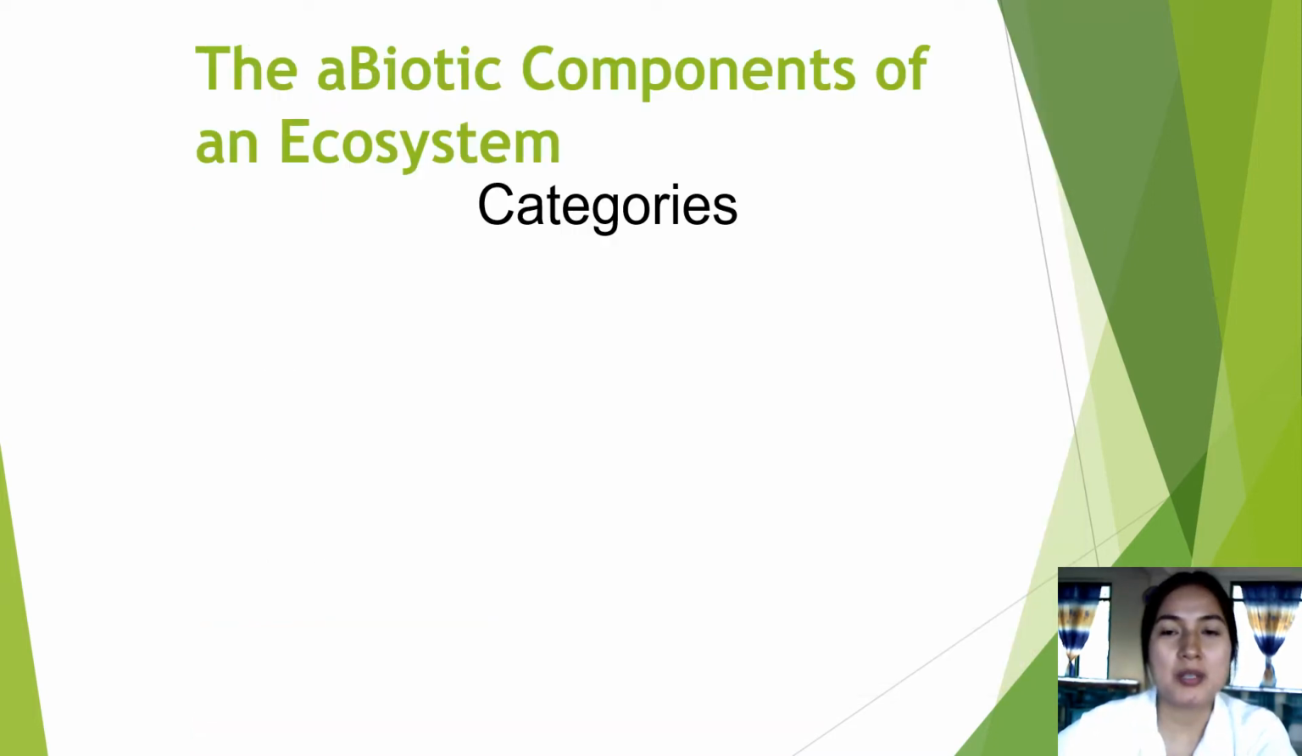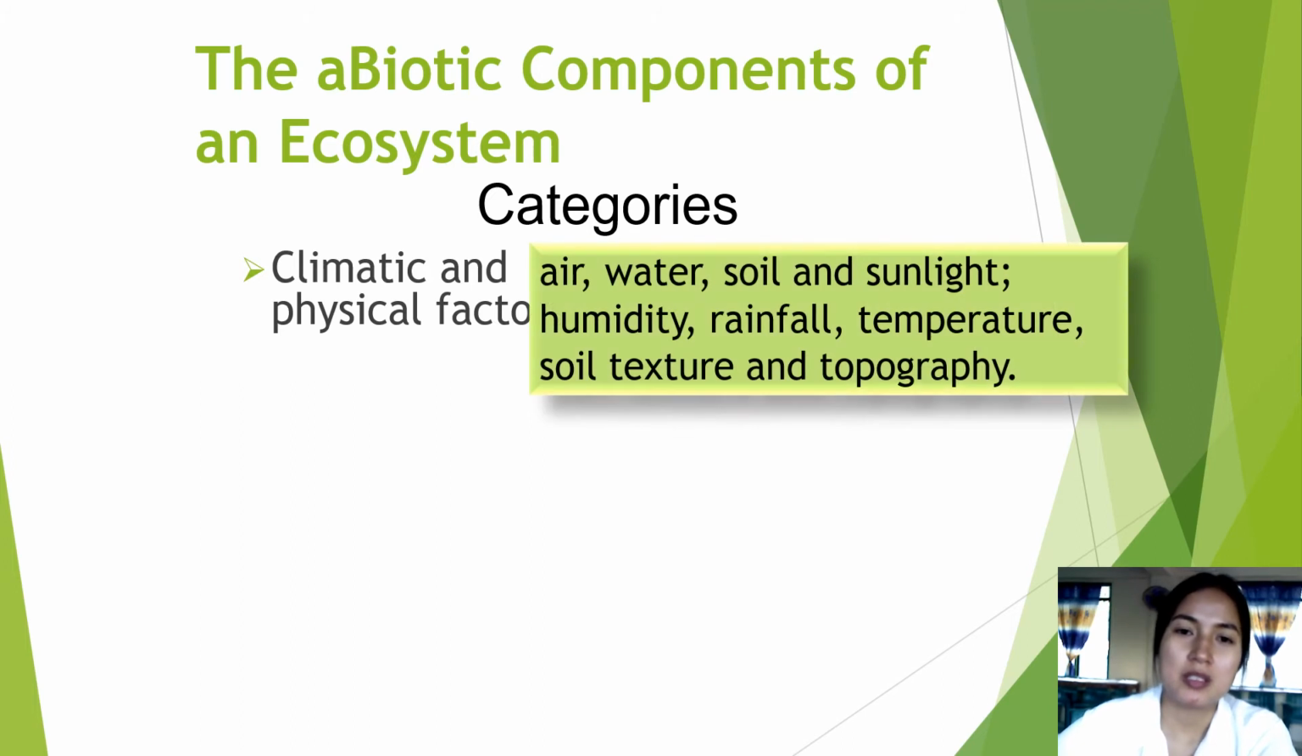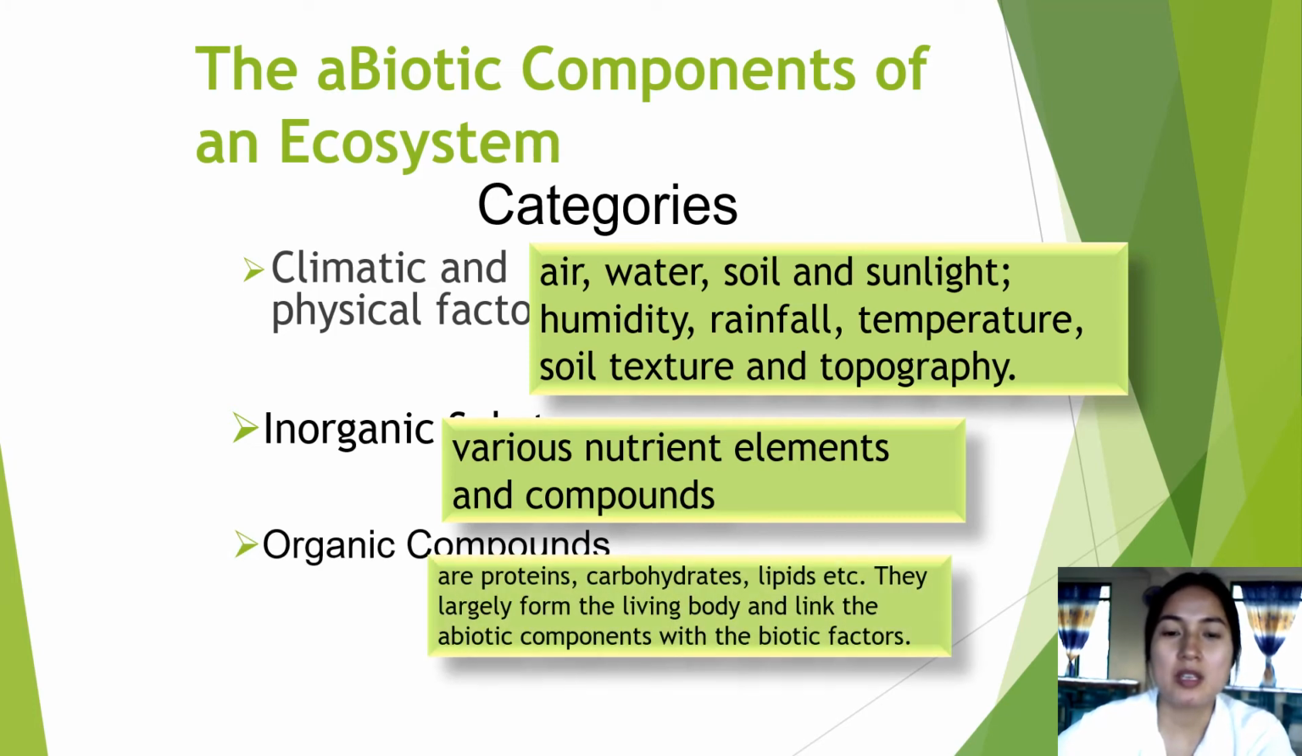Okay, so we have now the abiotic components of an ecosystem. We have three categories. We have the climatic and physical factors: the air, water, soil, and sunlight, humidity, rainfall, temperature, soil texture, and topography. We have the inorganic substances. These are the various nutrients, elements, and compounds. We have the organic compounds. These are the proteins, carbohydrates, lipids, etc. They largely form the living body and link the abiotic components with the biotic factors.